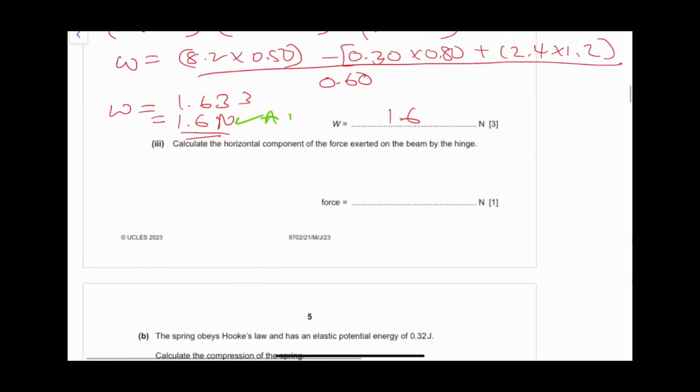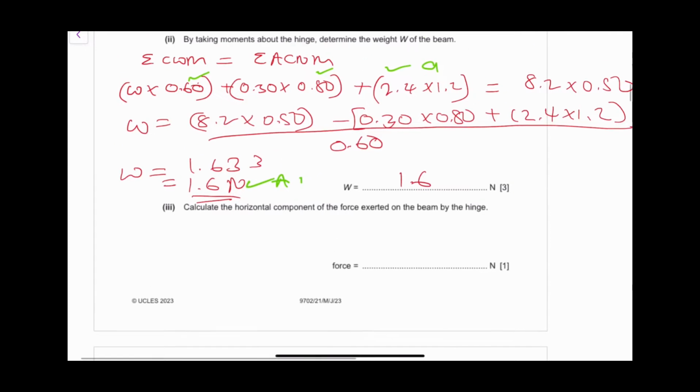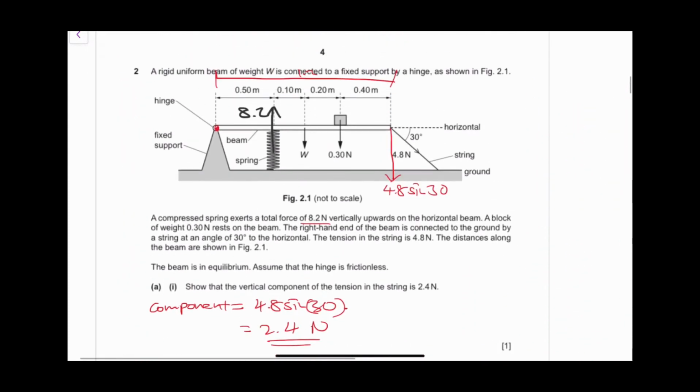They've asked us to calculate the horizontal component of the force exerted on the beam by the hinge. Whenever we say equilibrium, we mean that there is no resultant force. We mean that there is no resultant torque in any direction whatsoever.